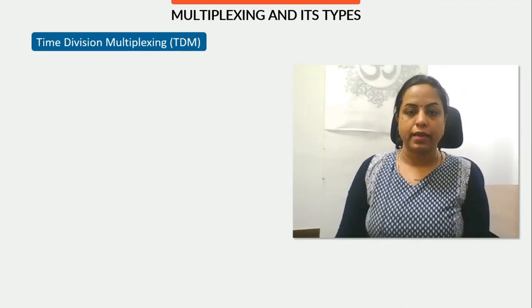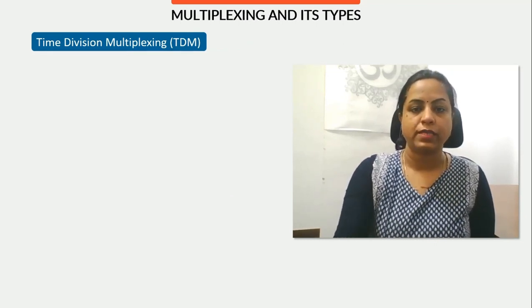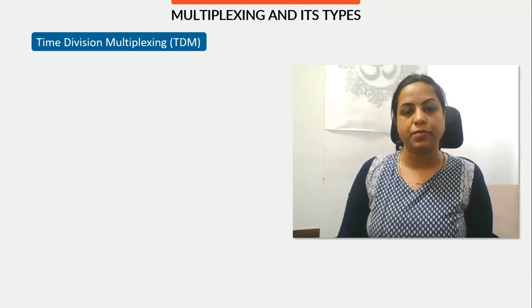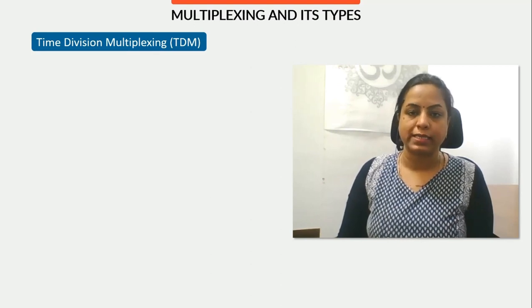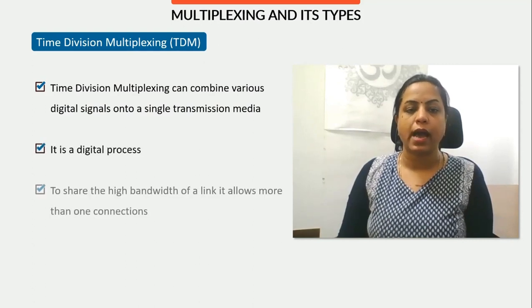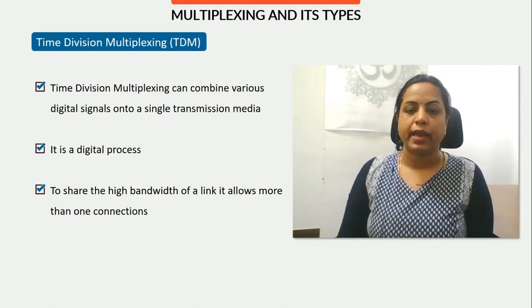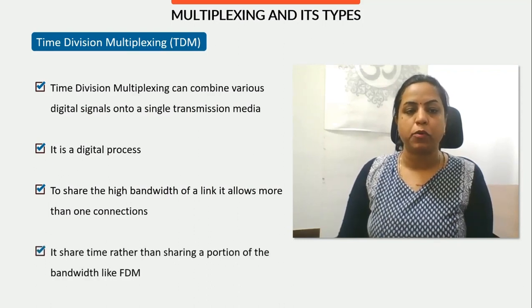Now the next multiplexing type is time division multiplexing. We have seen in the previous section that FDM is used in normal wire, or we can call it twisted pair or coaxial cable, and WDM is specially designed for optical fibers. Time division multiplexing can combine various digital signals onto a single transmission medium. It is a digital process to share the high bandwidth of a link. It allows more than one connection. It shares time rather than a portion of the bandwidth like FDM.